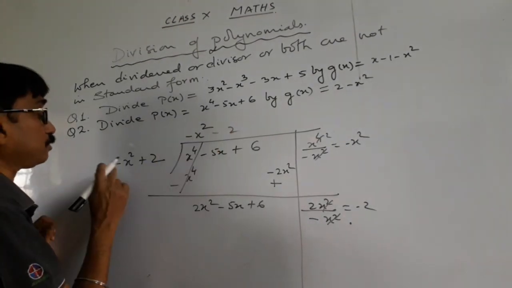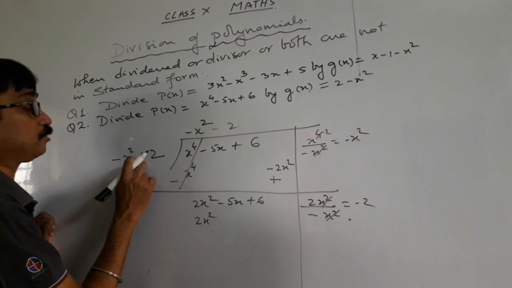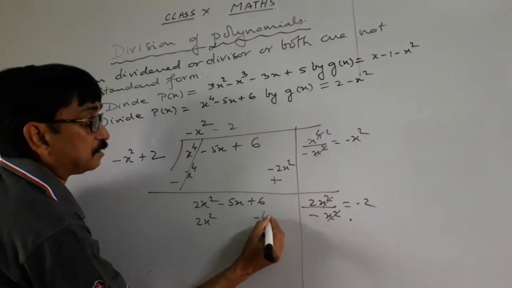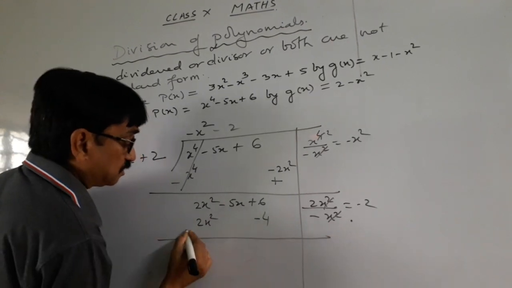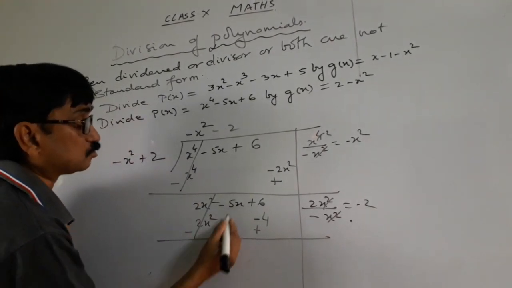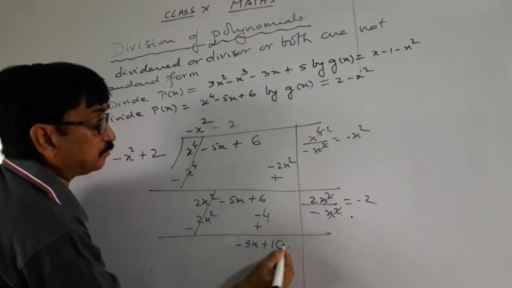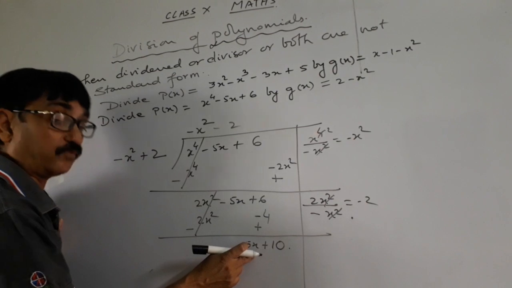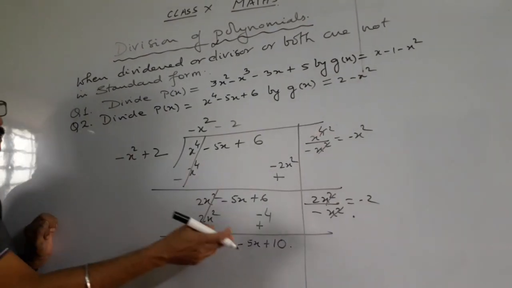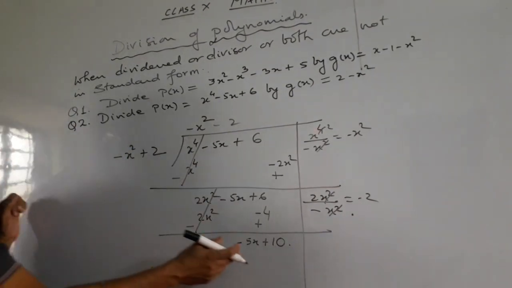So minus 2 into minus x square, 2x square, minus 2 into plus 2, minus 4. So it will be written here, minus 4. So sign change, minus and plus. This cancels out. So it becomes minus 5x plus 10. Now the degree of the remainder is here 1, and the degree of the divisor is 2. The degree of the remainder becomes less than the degree of the divisor, so our division stops.